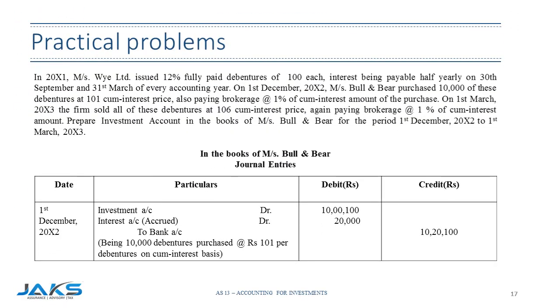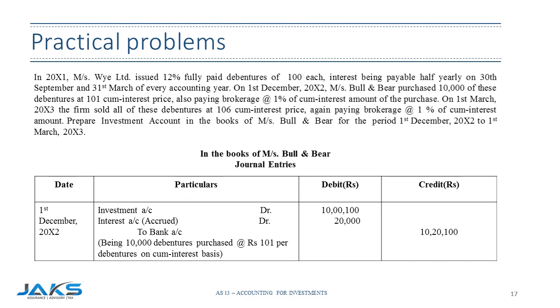Let us move on to the practical parts of the presentation. First, we can analyze the question in short. Messrs. Bull and Bear purchased 10,000 debentures at cum interest price by paying a brokerage of 1%. And he sold the holding within 5 months at a cum interest price of Rs 106, again by paying a brokerage of 1%. So we have to prepare the investment account for posting these transactions.